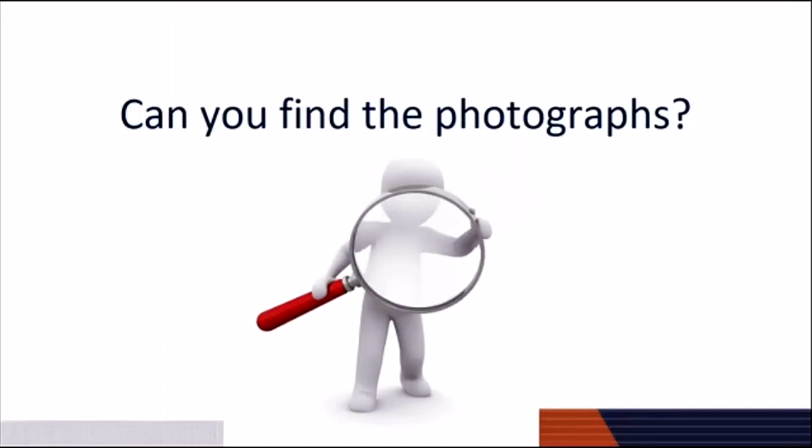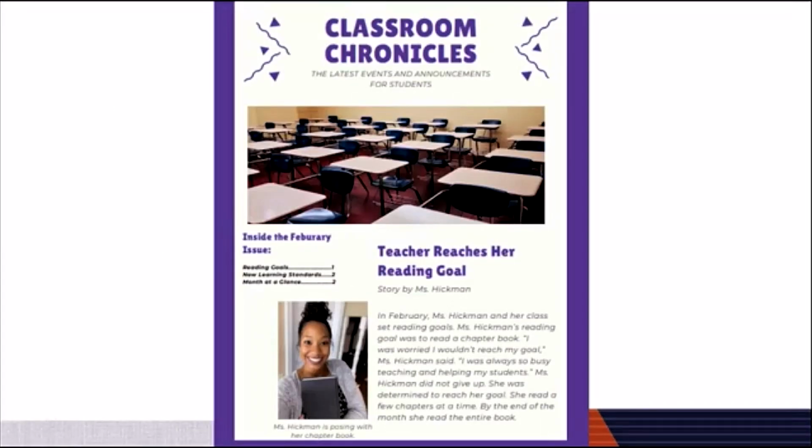Can you find the photographs in the newsletter? There are 2 photographs in this newsletter. There's one at the top, and there's also one at the bottom. What information do we gain from these photographs? We gain a lot of information from these photographs. The first photograph shows us what Miss Hickman's classroom looks like. The bottom photograph shows us what Miss Hickman looks like, and also what her chapter book looks like. Let's try another one.